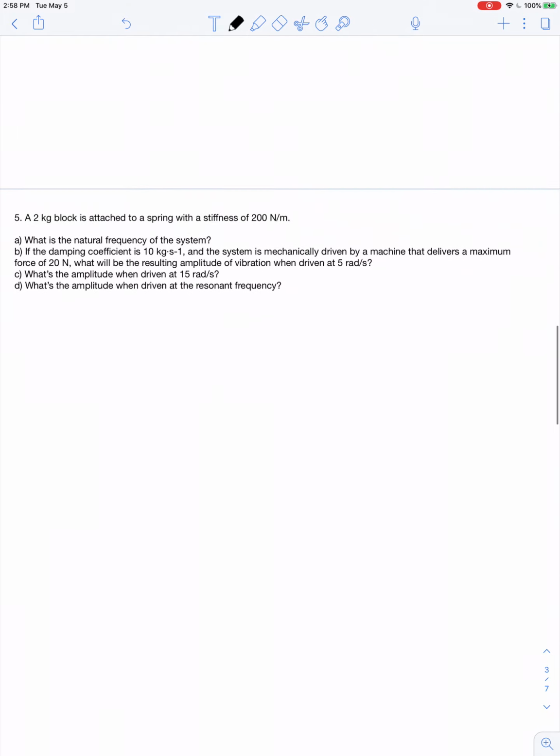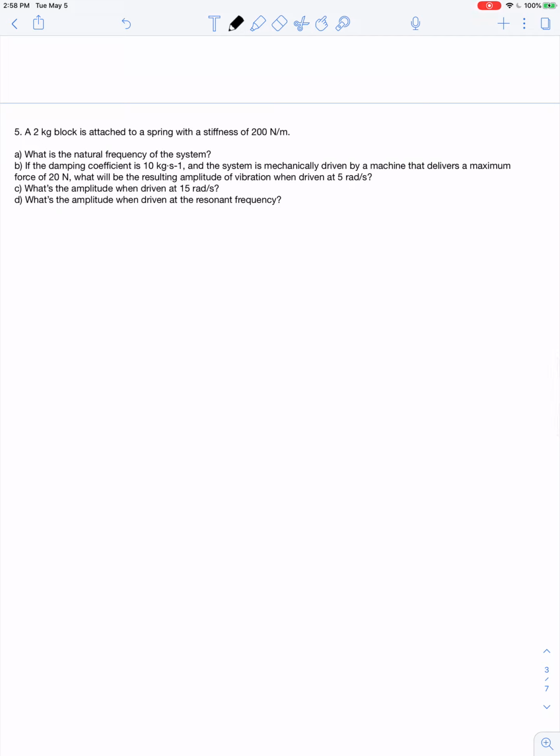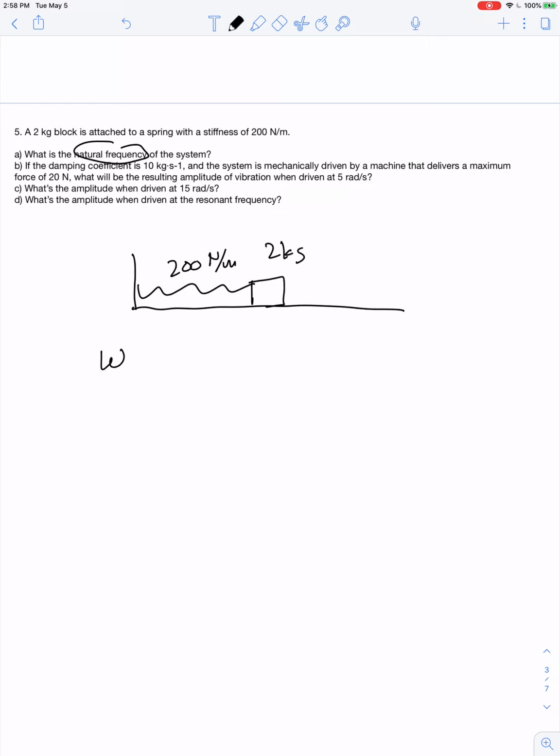Here's another problem that has to do with damped oscillations. A 2 kilogram block is attached to a spring with a stiffness of 200 newtons per meter. What's the natural frequency of this system? Well, the natural frequency is just the square root of k over m. That's the frequency it would oscillate with if there were no drag forces and you just pulled it back and disturbed it one time as a means of setting it into motion. So here we get the square root of 200 divided by 2, which is obviously 10 radians per second. Easy mental math on that one.